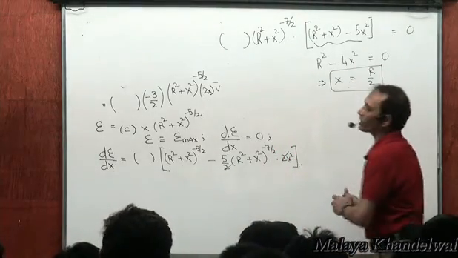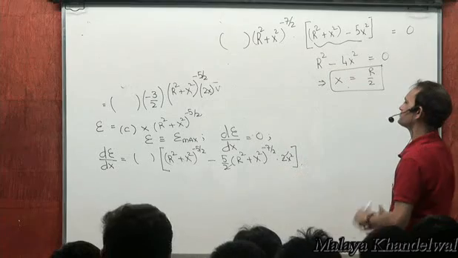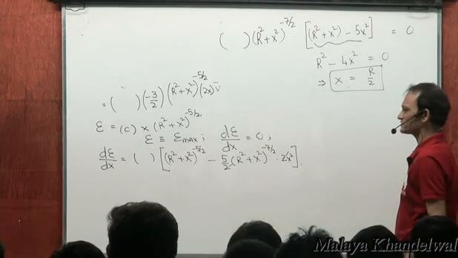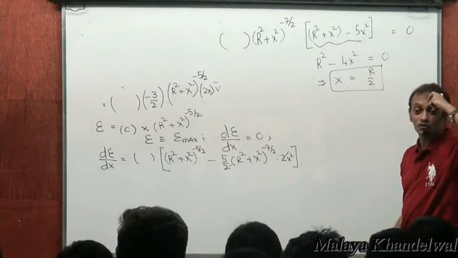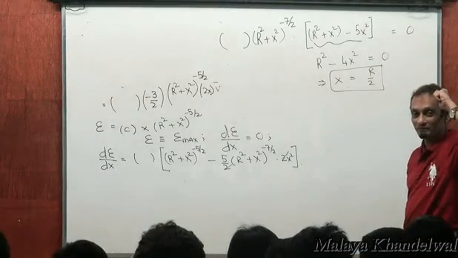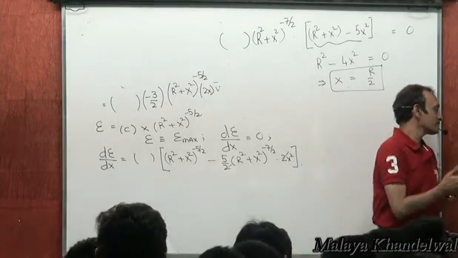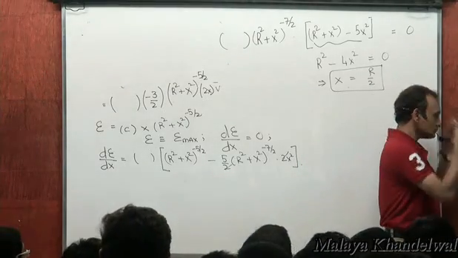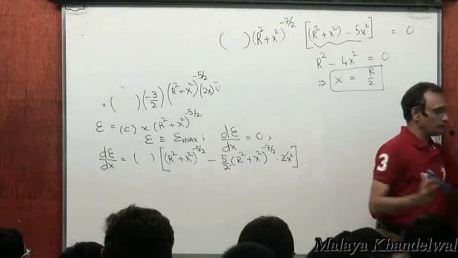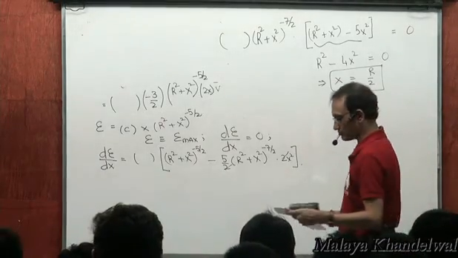At x equal to r by 2, epsilon would be... Yes or no? Got me? Okay. Let's look at the next problem.